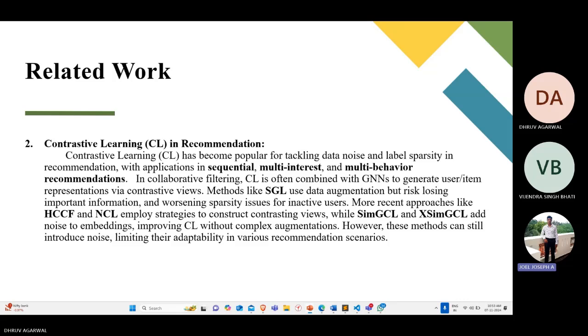More recent approaches like SCCF and NCL employ strategies to construct contrasting views, while SimGCL and XSimGCL add noise to embeddings, which drastically improves CL without complex augmentations. However, these methods still produce noise, limiting their adaptability in various recommendation scenarios.